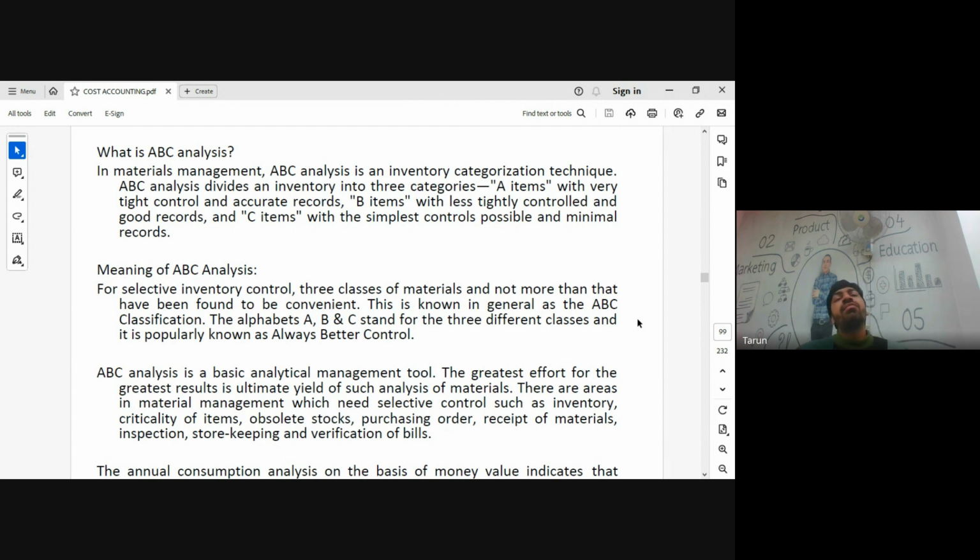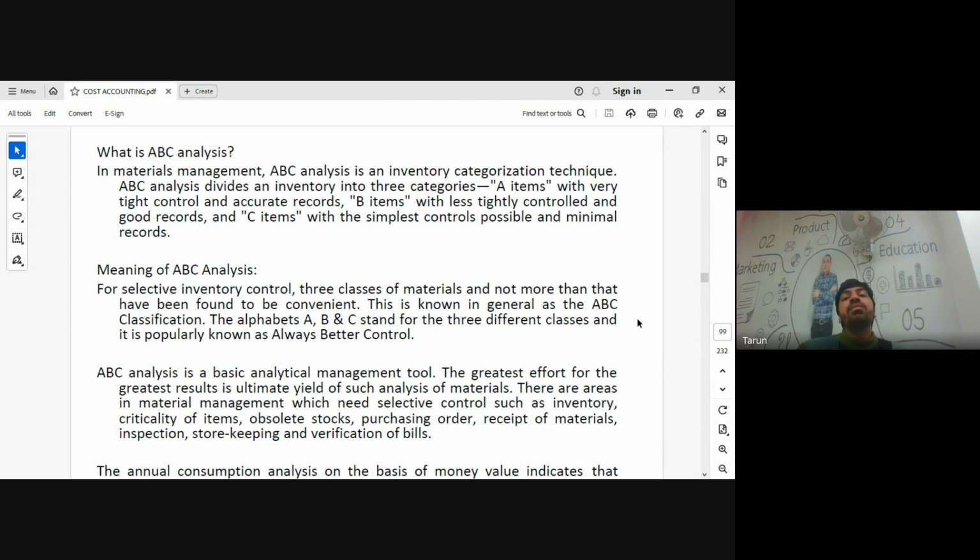Why is it classified in such an analysis? Why is it important to classify these items? Because the name stands for always better control, and this technique will be applied on those items which have been classified or categorized into three terms, that is A items, B items, and C items.